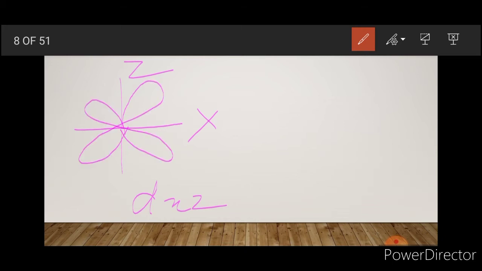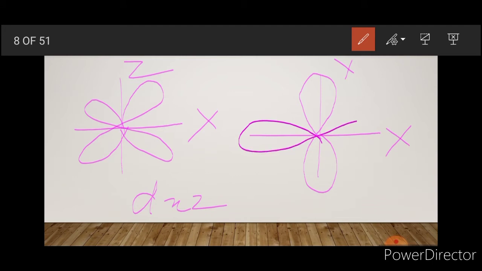Let's draw dxz. xz means one will be x and one will be z. So it is easy, a bilobal structure. This is zx. Now let's draw dx square minus y square. One will be x, one will be y. This will be on the axis, not in the middle of the axis, and this is your dx square minus y square.